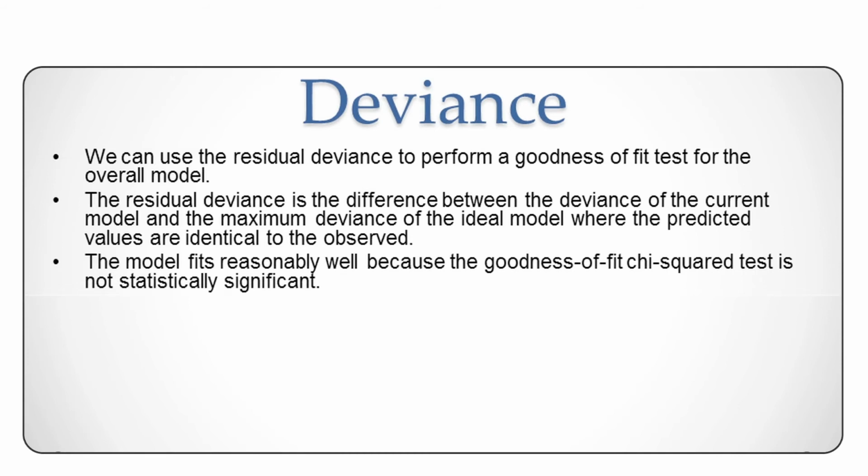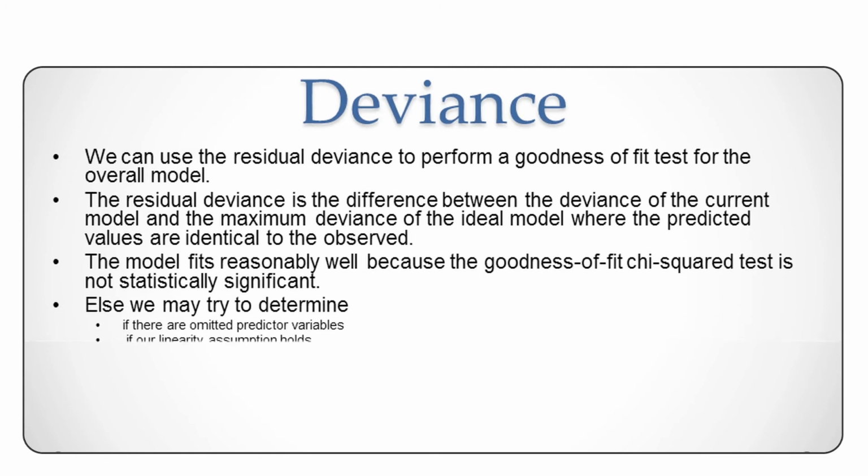In the case when the model is not a reasonably good fit, our next options would be to look at whether there are omitted predictor variables by using the update function on the GLM object. If our linearity assumptions hold, this can be done in a number of ways.